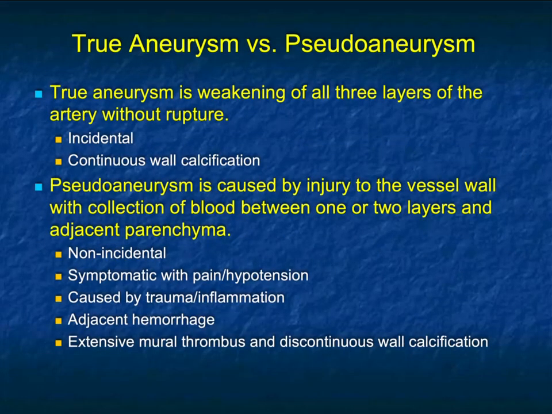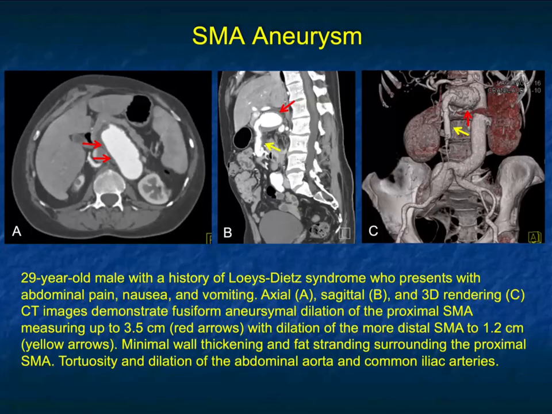We talk about true aneurysms versus pseudoaneurysms, with true aneurysms being the weakening of all 3 layers of the artery without rupture, often incidental, often with contiguous wall calcification, while pseudoaneurysms are caused by injury to the vessel wall with a collection of blood between 1 or 2 layers and adjacent parenchyma. It's often symptomatic, can be caused by trauma or inflammation. There may be adjacent hemorrhage, extensive mural thrombus, and discontinuous wall calcification. So patients with pseudoaneurysms are more concerning. They also have a more aggressive looking process.